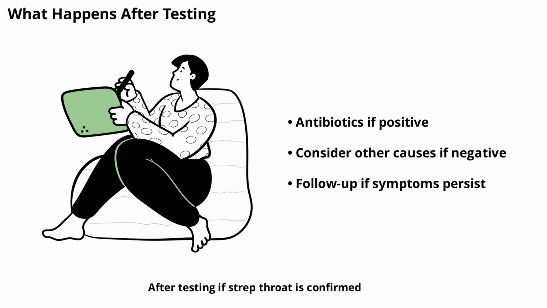After testing, if strep throat is confirmed, the healthcare provider will prescribe antibiotics to treat the infection and prevent complications. If the test is negative, other causes of sore throat may be considered, and treatment will be based on the underlying condition. Follow-up may be needed if symptoms persist or worsen.